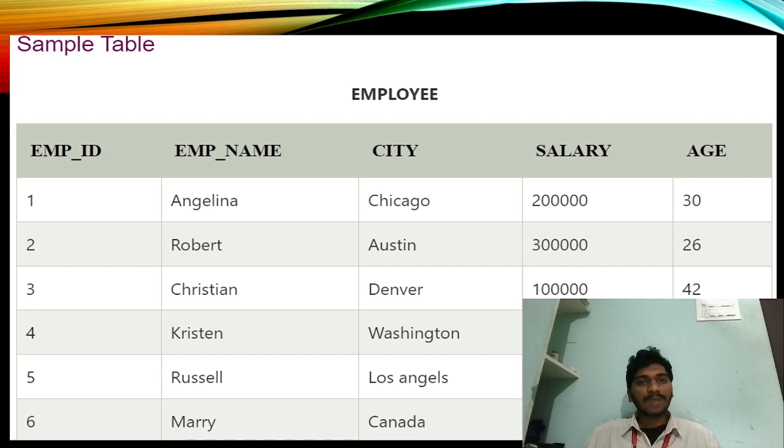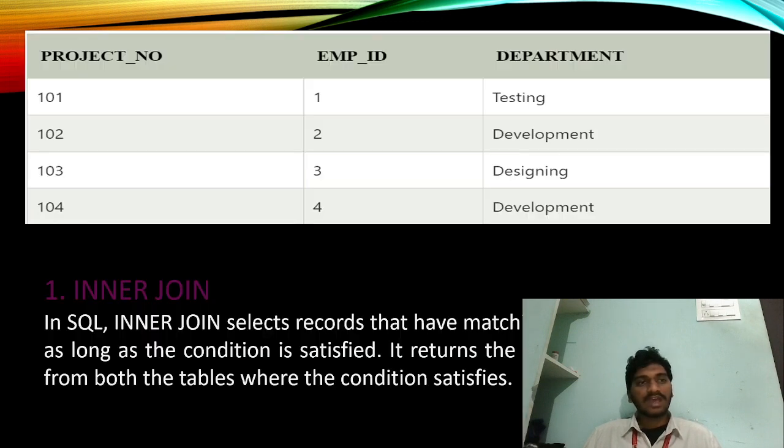Here we can see a sample employee table which consists of five attributes: employee ID, employee name, city, salary, and age. And the next sample table you can see is the project table, and it consists of three attributes which are project name, employee ID, and department.